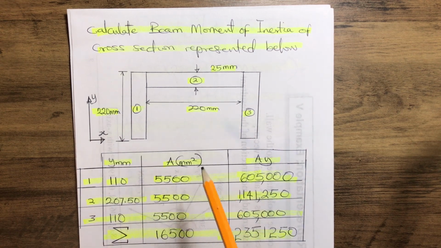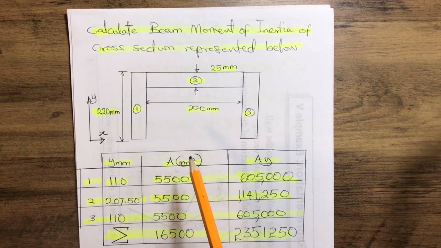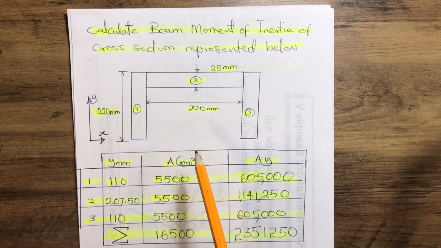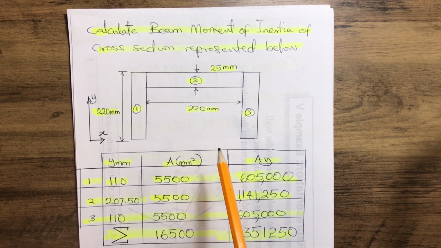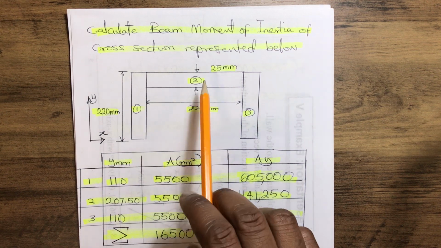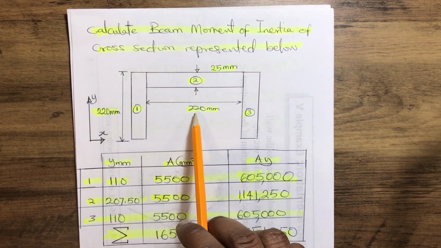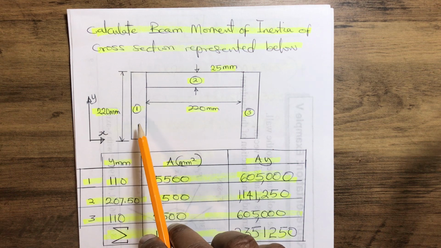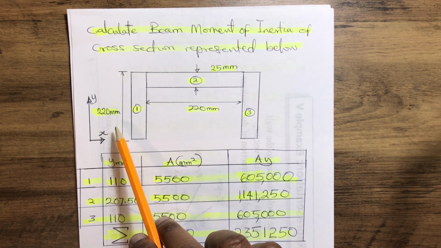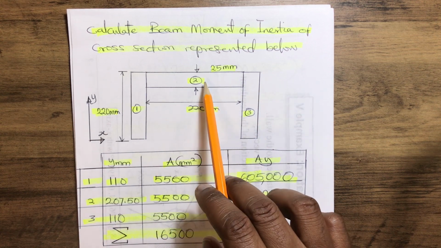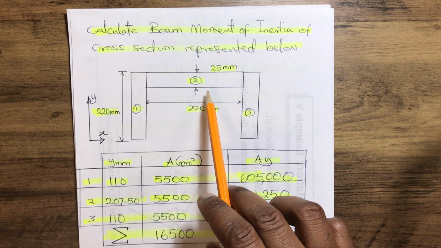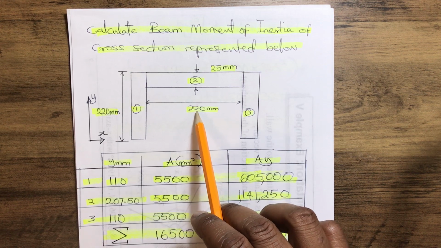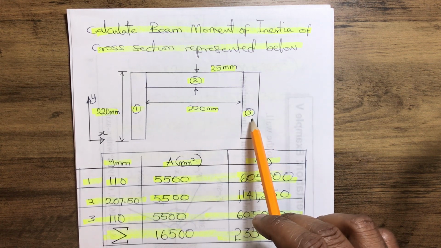Today we have an inverted channel cross-sectional shape area of a beam, with a width of 25 and a depth of 220 for the first member, a width of 25 with a depth of 220 for the second member, and the same thing with the third member.